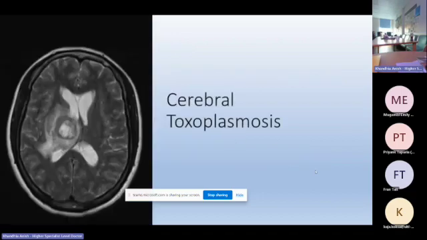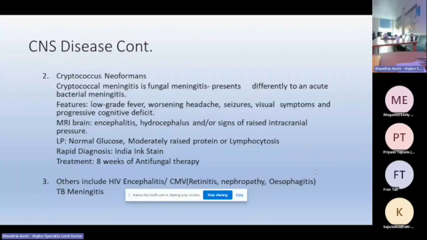If I show you an MRI scan of typical CNS disease, it's things like cryptococcal disease. Cryptococcal meningitis is a fungal meningitis, and it presents subtly differently to acute bacterial meningitis. They get a low-grade grumbling fever with a worsening headache and visual symptoms, and then it progresses to a cognitive deficit.